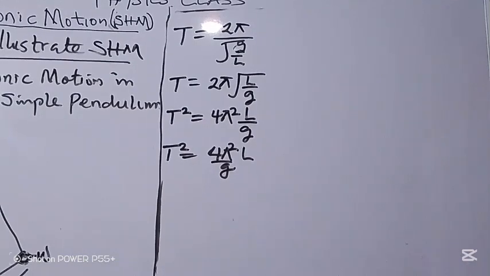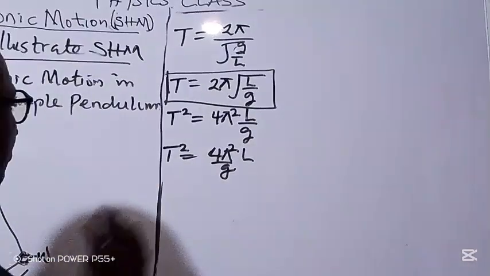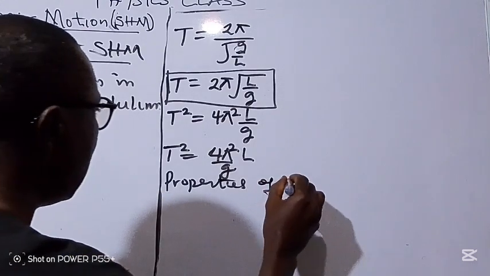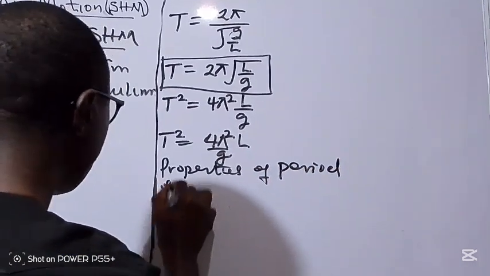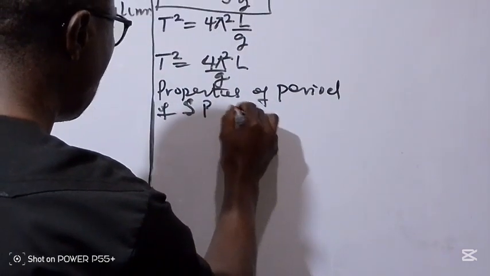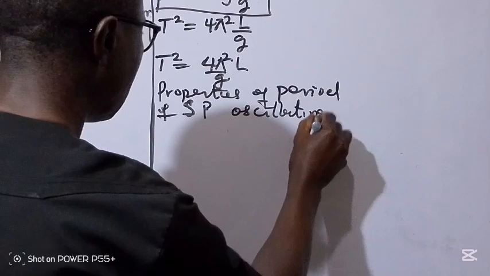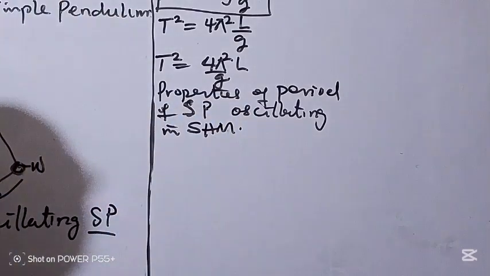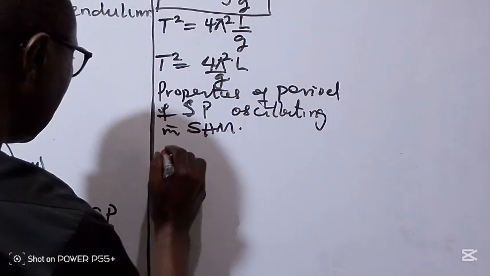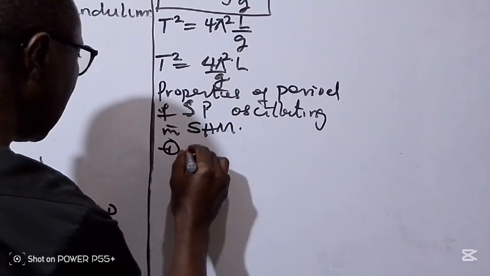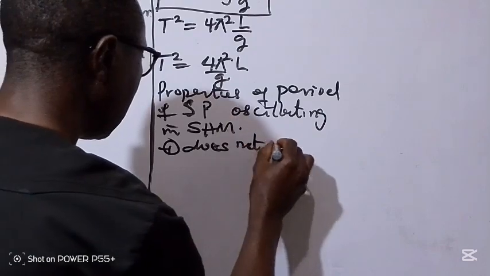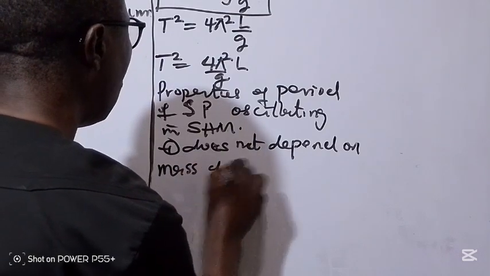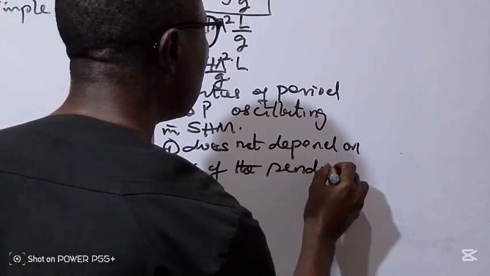From the equation on the board, we can now write out the properties of the period of a simple pendulum oscillating in SHM as follows. 1, it does not depend on the mass of the pendulum bob.